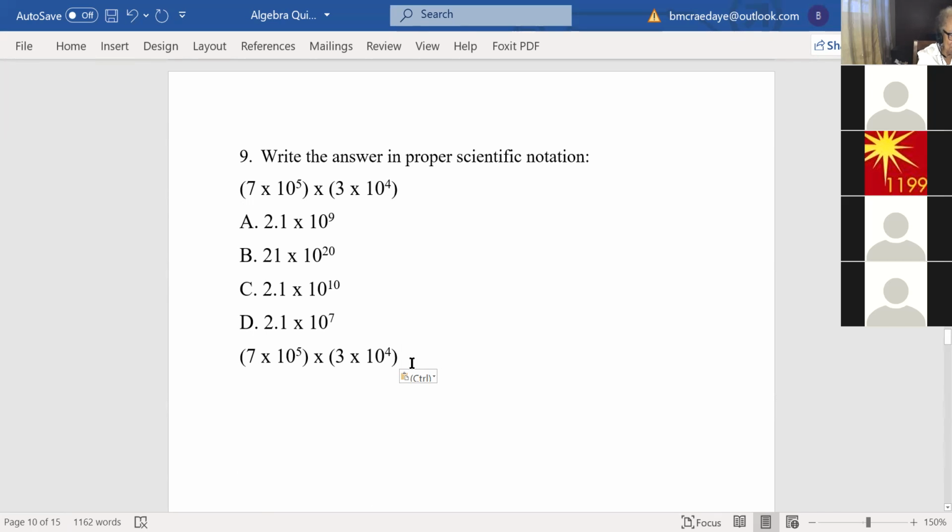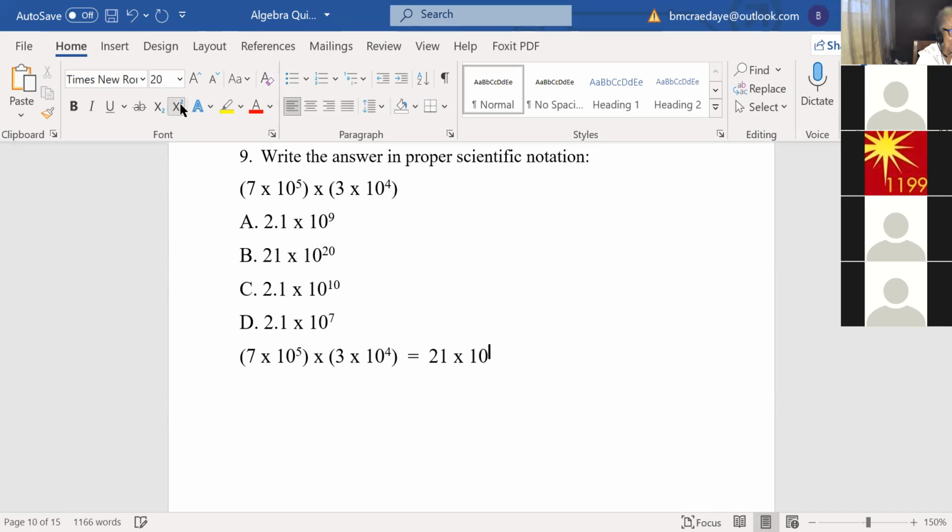Okay, now we have to multiply our coefficients. So what's 7 times 3? 21. 7 times 3 is 21. What do you do when you multiply exponents? What do you do to the exponents? You add them. Okay, so Latoya, what would be the exponent? 10 to the what power? To the 9th power. 5 plus 4, you add the exponents, remember? Yes. Okay, so that would be to the 9.